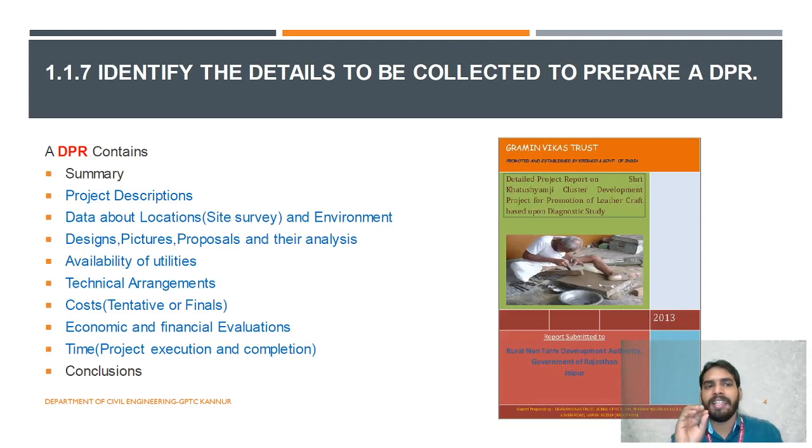Then what are the details it contains? We have to collect some details and include them. First of all, the DPR contains the summary of the project. What will the summary be? Overall, how many floors will be constructed, what type of foundation it may be, all those things written in a brief way. That is known as the summary.